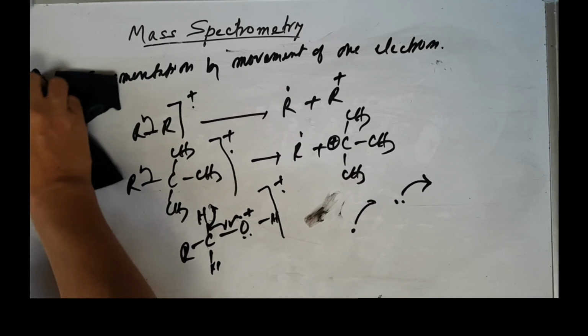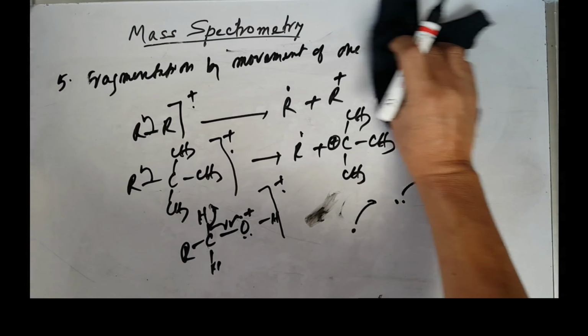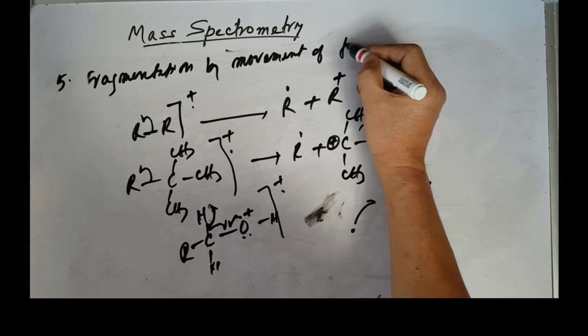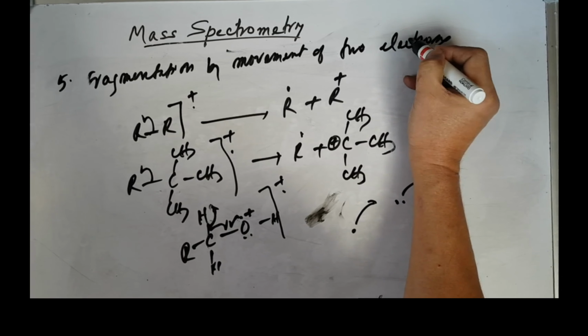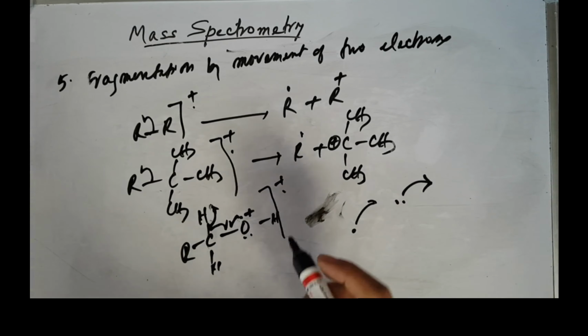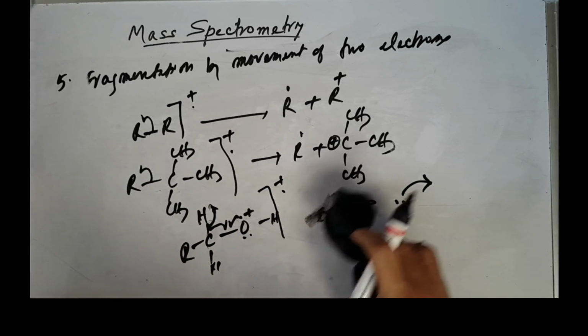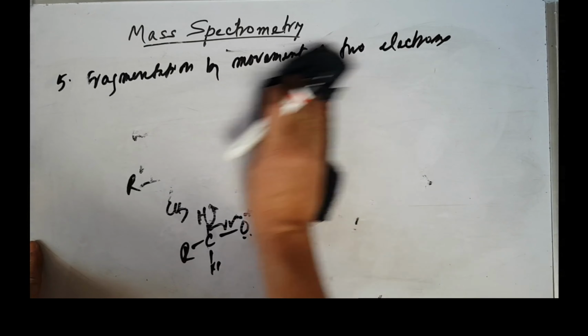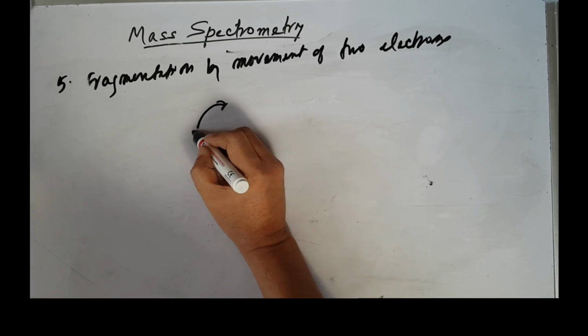Another one is fragmentation by movement of two electrons. This is very common. Fragmentation by movement of one electron generally takes place by light or a UV lamp, but heating decomposition takes place by two electrons. So two electrons is very common, and the two electrons are moved by this full arrow.